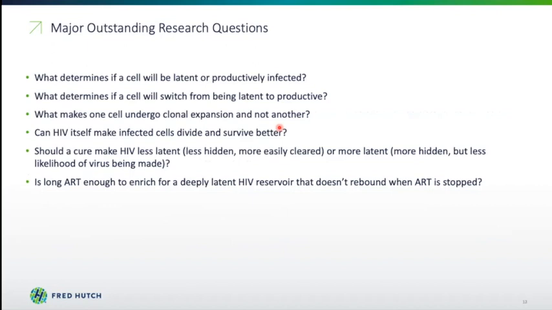Furthermore, we don't really know what determines if a cell will switch from a latent state to a productive state, or can a cell switch from a productive state back to a latent state and therefore be hidden again? And can we be certain that a cell that is latent now will always be latent later? Or at some point in the future, is it just going to randomly reactivate?